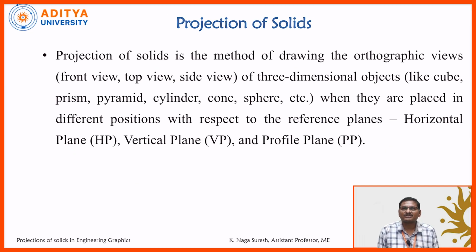So, what is the meaning of projection of solid? The projection of solid is the method of drawing the orthographic views, that is three views like front view, top view, side view of three-dimensional objects. There are different types of three-dimensional objects, like cube, prism, pyramid, cylinder, cone and sphere. They are placed in different positions with respect to the reference planes like horizontal plane HP, vertical plane VP and profile plane PP.